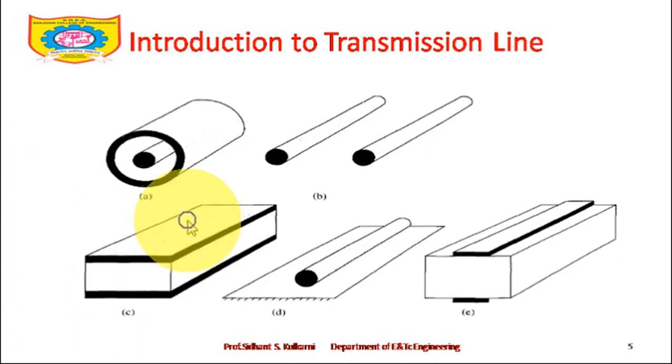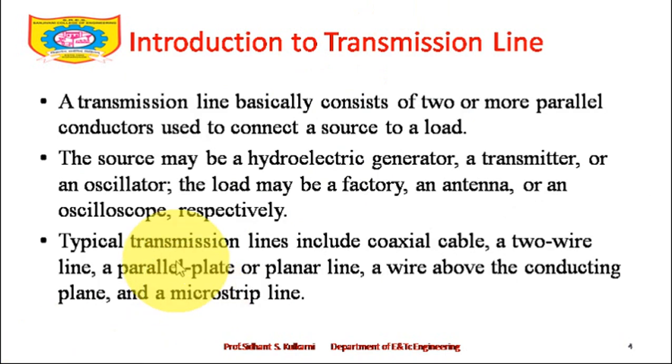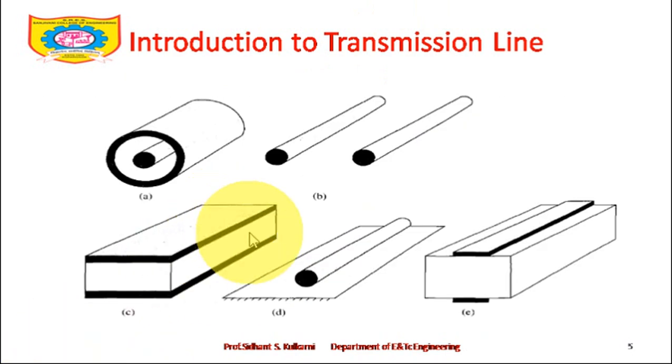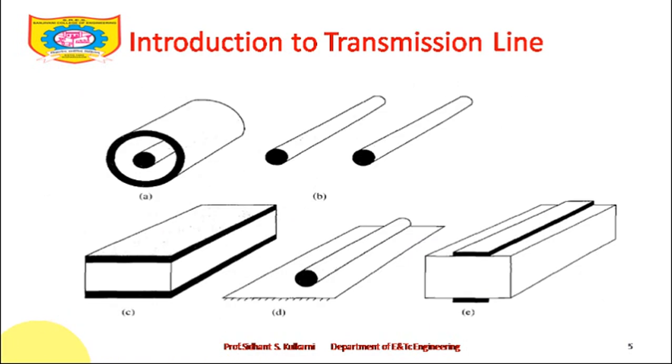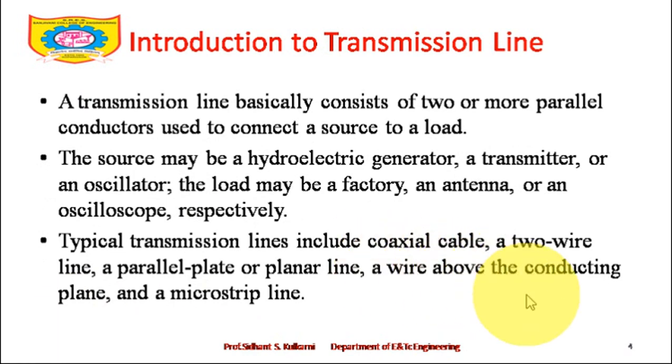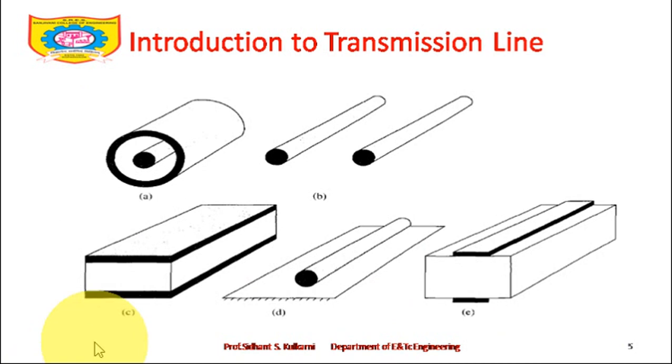So see, these are the structures. If you can see, this is a coaxial cable with this inner conductor and this outer conductor. In between them we have a non-conducting material called dielectric, which separates these two conductors. Then it is a parallel wire, two wire transmission line, and this is a third kind of structure, a parallel plate planar line. Then this is a conducting rod on the conducting plate, something like this. So it is a wire above a conducting plane, and finally microstrip line. So this is a microstrip line.